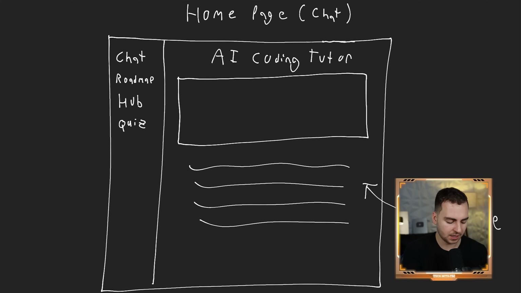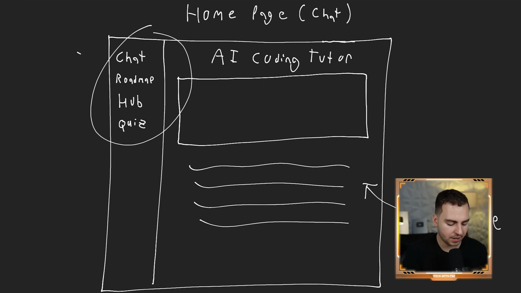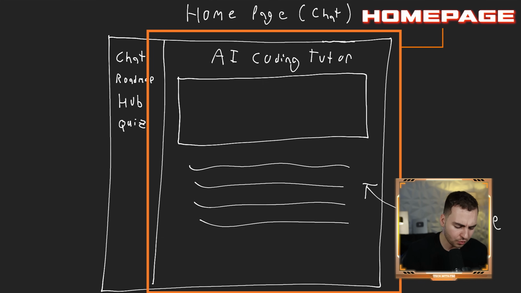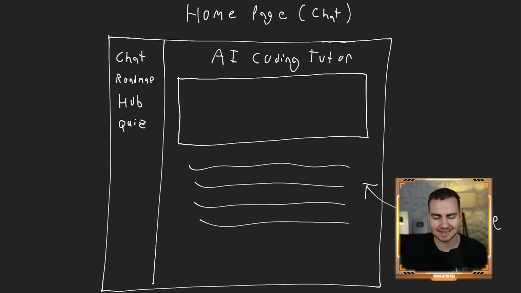Now, what I also did is I mocked up my front end. It's really basic and my handwriting is horrible, but I'll show it to you here so you can see what it looks like. So you can see here, we're on the home page. What I've done for the home page is I've just said I want to have some kind of sidebar here, and on the sidebar, I want to have a chat, roadmap, hub, and quiz page just to separate everything out. On the home page, I'm going to have some kind of AI coding tutor window where you can just ask any general question and get a quick response.